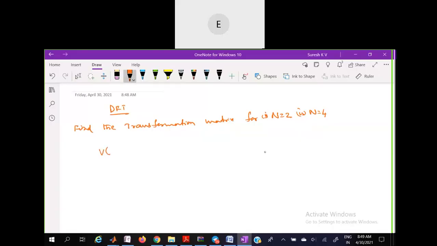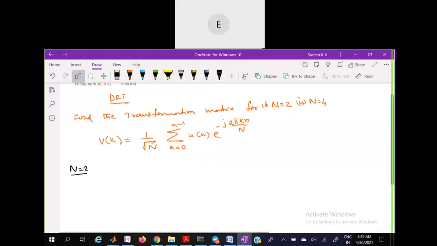So V of k is 1 by root N, summation n equal to 0 to N minus 1, U of n into e to the power of minus j 2 pi k n by capital N. This is the equation. So let us now try to find the transformation matrix for N is equal to 2. How do I do that? N is equal to 2 means your small n will go from 0 to 1. Even k will also go from 0 to 1. You know that.